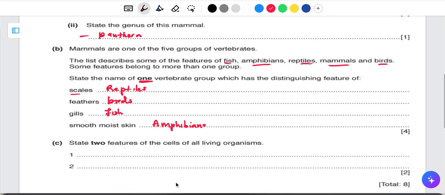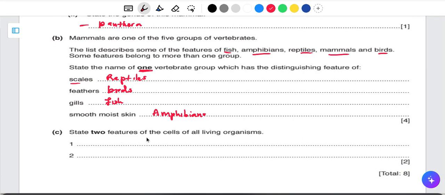Then the last one is saying state 2 features of the cells of all living organisms. So here, whether plants or animals, we need to look at the features which are present in both plants and animals. So the first one that I can give you is the cell membrane. So cell membrane is present in plants and animals. Okay, so the cell membrane. Apart from the cell membrane, I can also include the nucleus. But since it is saying 2, let me also include another one. So you can choose, either you go with the nucleus or you go with the cytoplasm. So whichever way you like, you can just choose one from these. Or let me just say choose 2 from these.